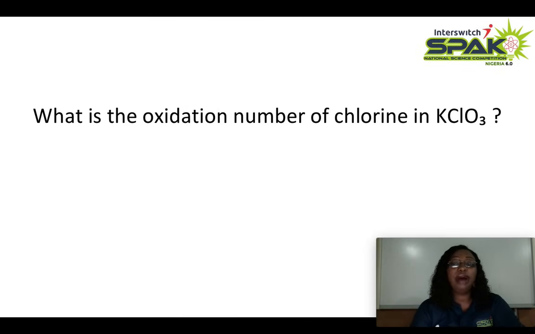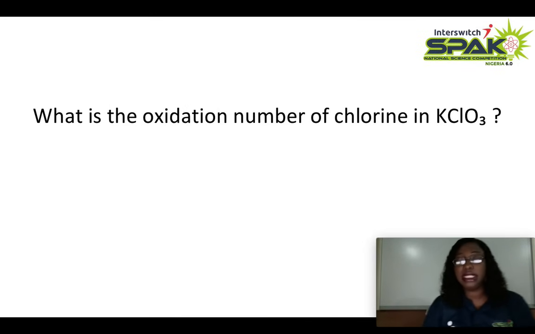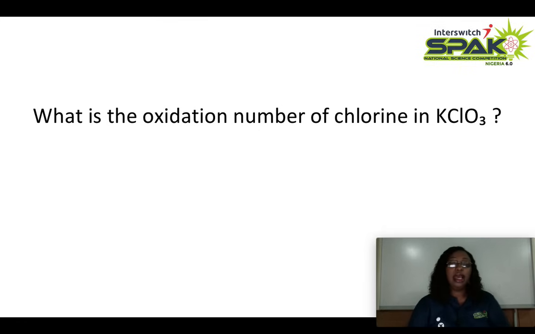What's the oxidation number of chlorine in KClO3? Okay, let me give you some seconds to calculate it, except you know it. Quickly do the rough calculation. Let's see the oxidation number of chlorine in KClO3. That's potassium chlorate. Giving you the clue, the answer is +5. It has to be +5.